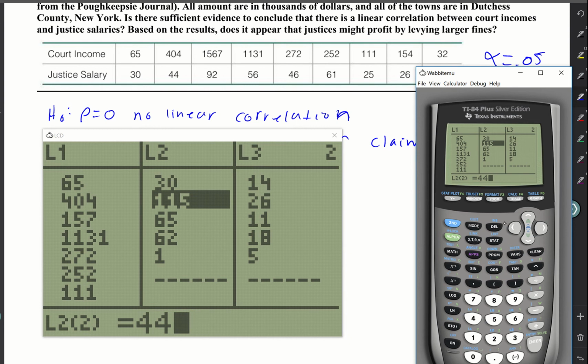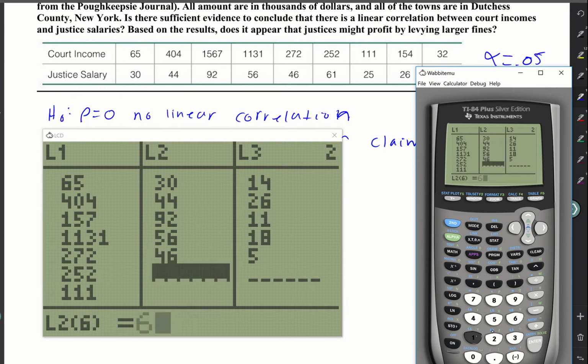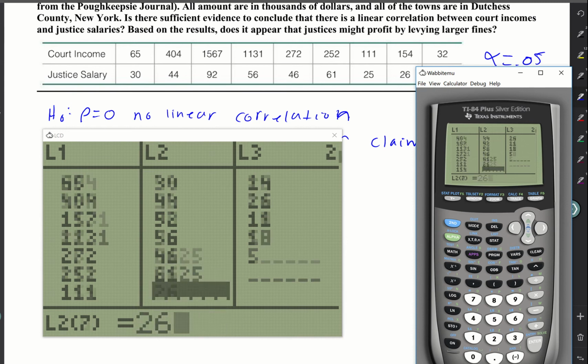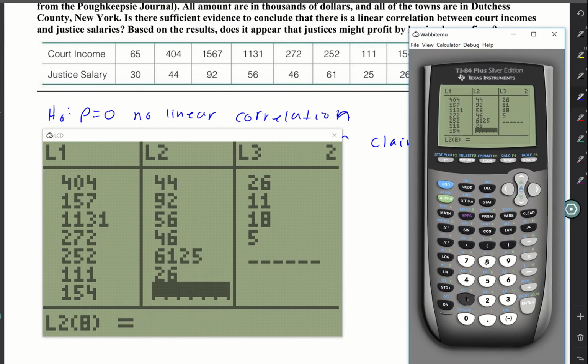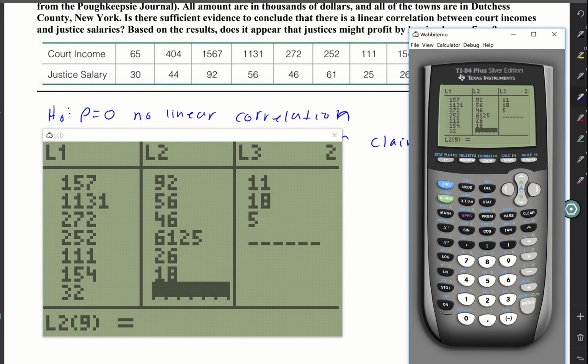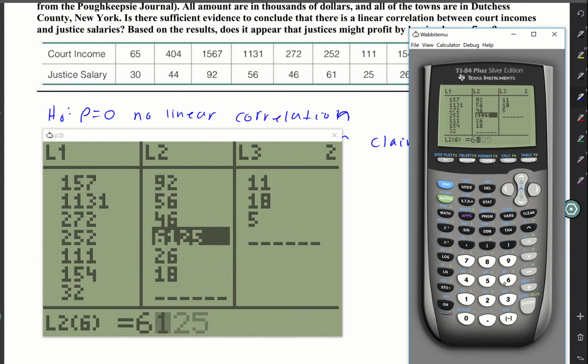Yeah, I don't want to go incorrectly. 92, 57, 46. 56, 46, 61, 25, 26, and what's my last number? 18. And remember, these need to line up, so I missed something. Our two lists should be the same length.